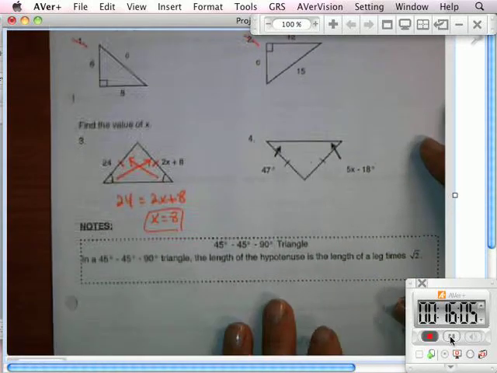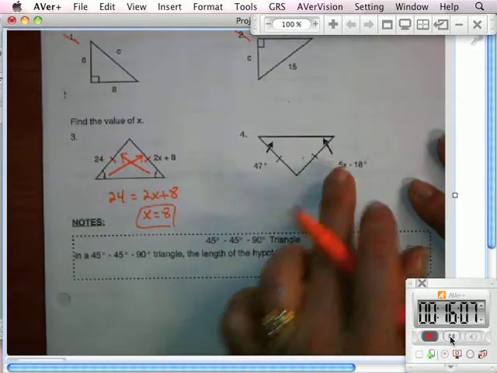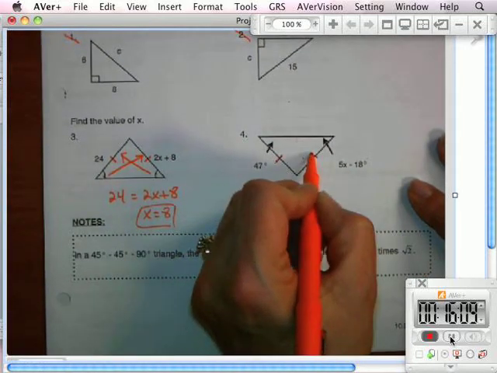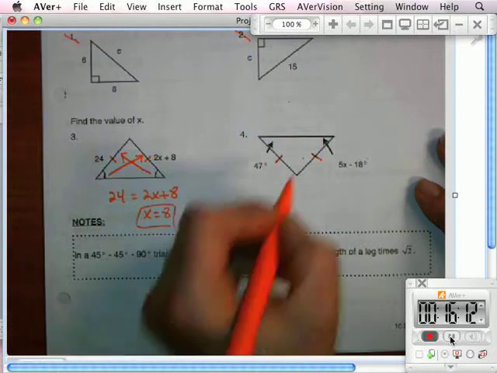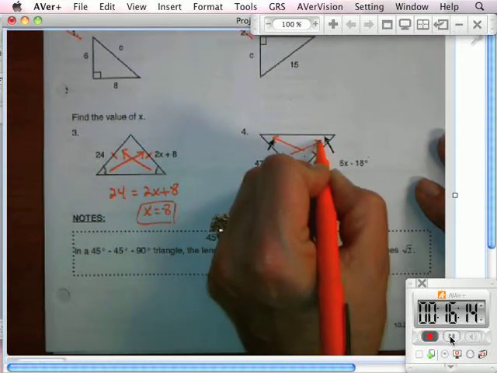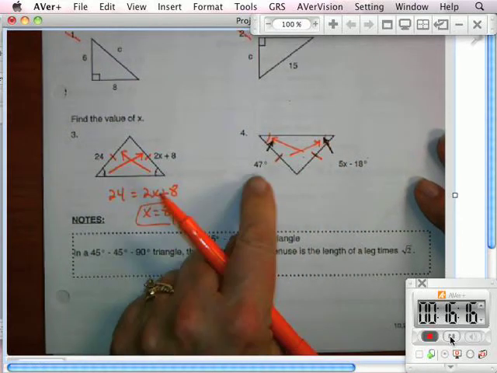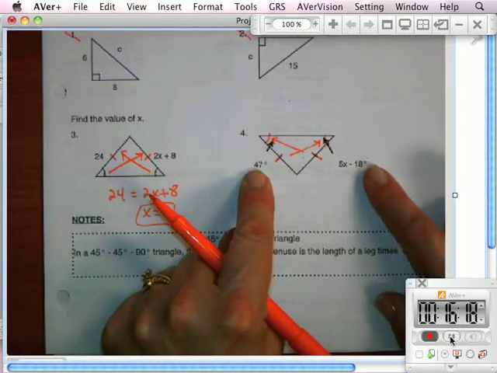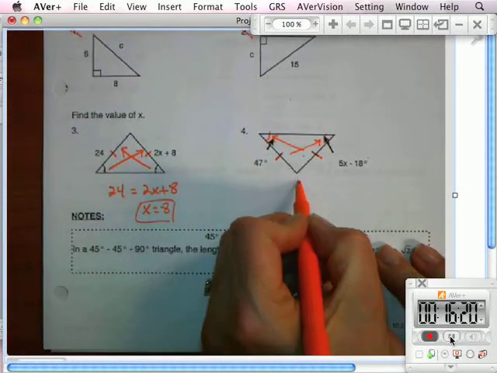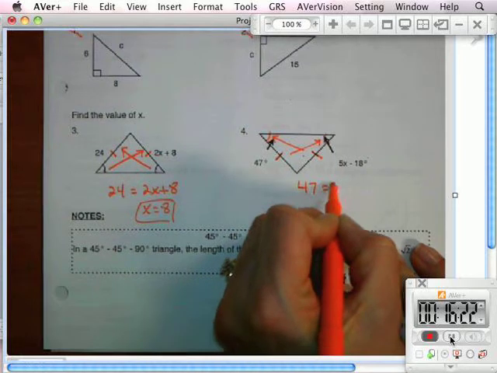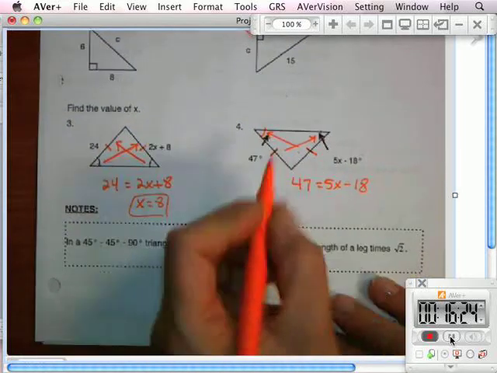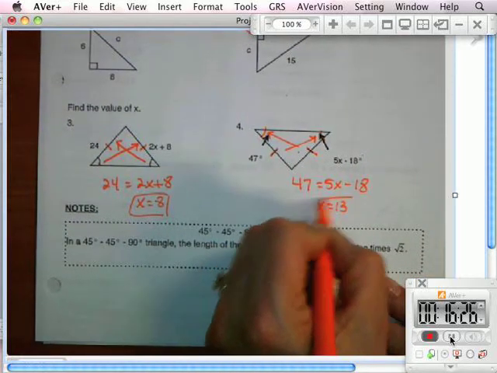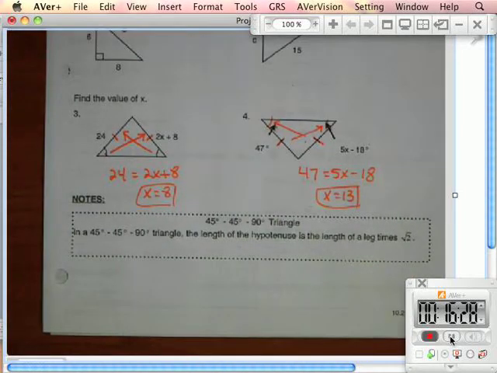Okay, on the flip side of that, they're telling me that these sides are congruent. So that means that these opposite angles are also congruent. And they're saying that this one's 47 and that's 5x minus 18. So I can set them equal to each other to solve. And that would give me x equals 13. So let's just review.